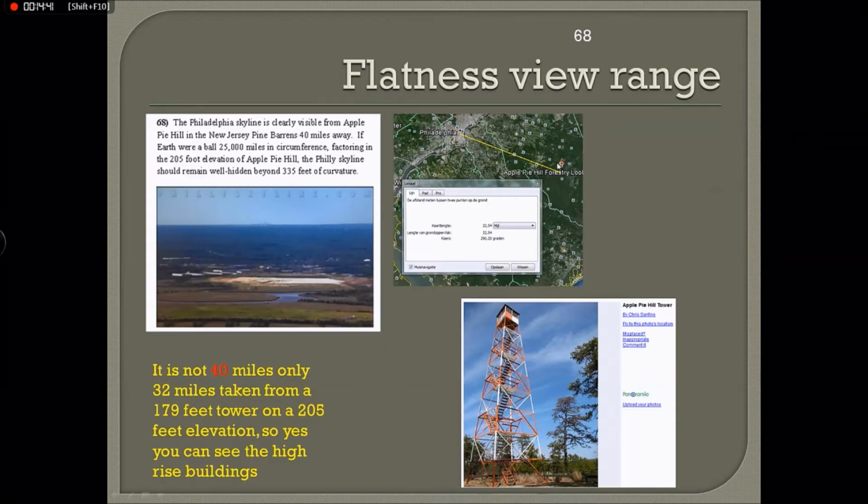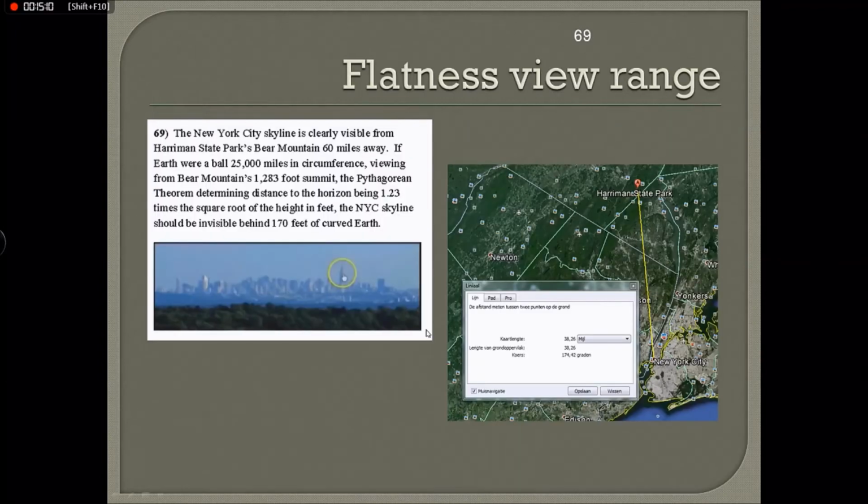And if you're in a forest, you can't have such a nice view, so you probably have climbed up in this tower. And that is a 197 feet tower on a 205 feet hill. And yes, there is no problem on a curved earth to see the buildings, the high-rise buildings of Philly from there. This is fraud, changing data that is not correct.